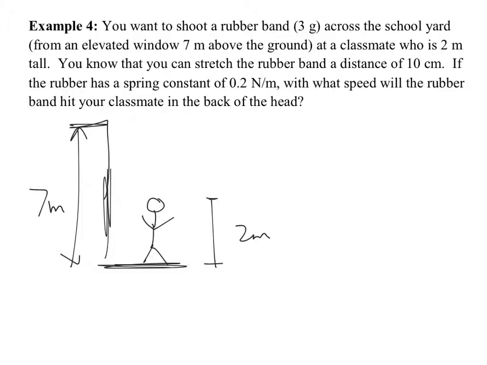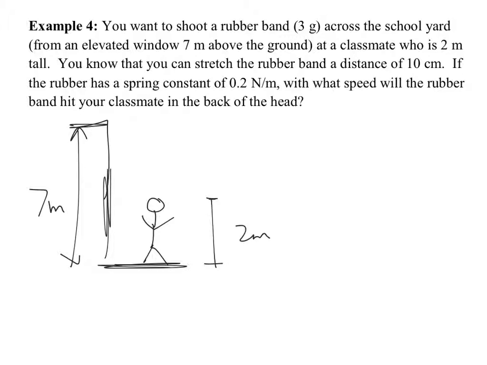So in the beginning of the problem, you could either call the ground level, or because you're going to hit your friend in the head, you can call where his head is ground level. Doesn't matter. Either way works. You'll still get the same answer. So again, you can call either of those ground level.